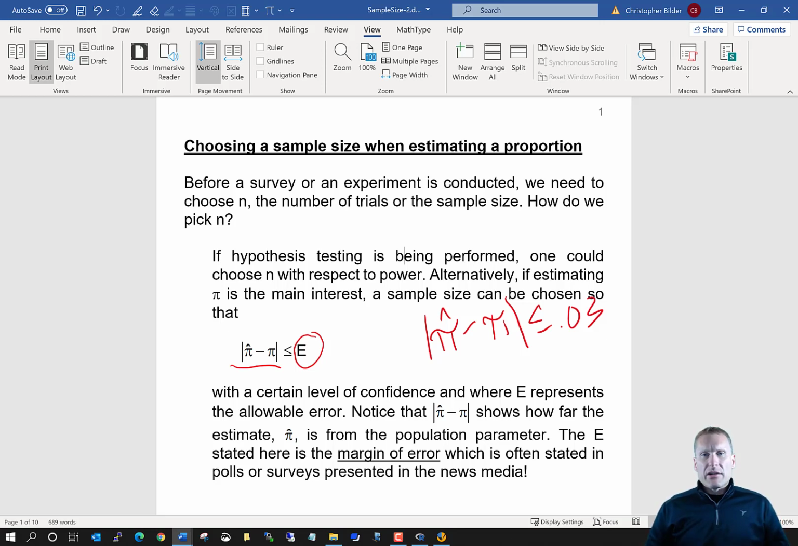This 0.03, or E in general, is often referred to as the margin of error. Now, one of the big places where this kind of choice for a sample size is done and a margin of error is stated is with respect to political polls. So this little subsection of the notes will tailor the discussion towards political polls.